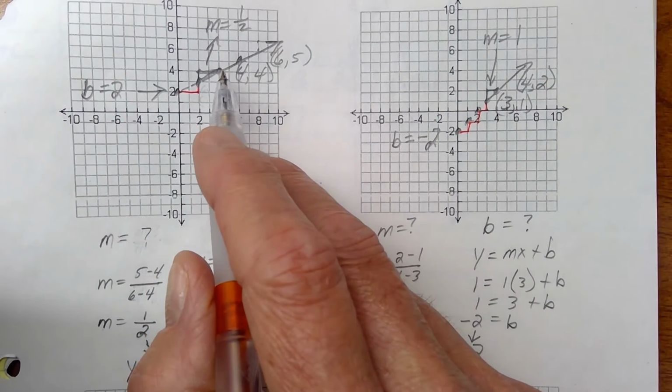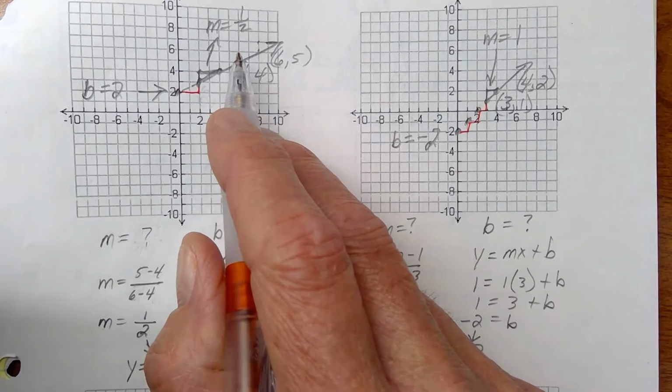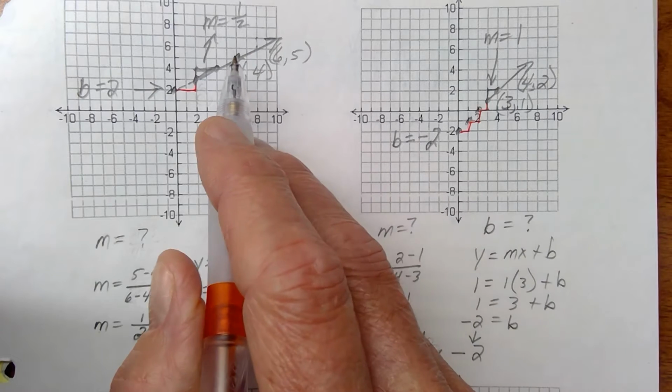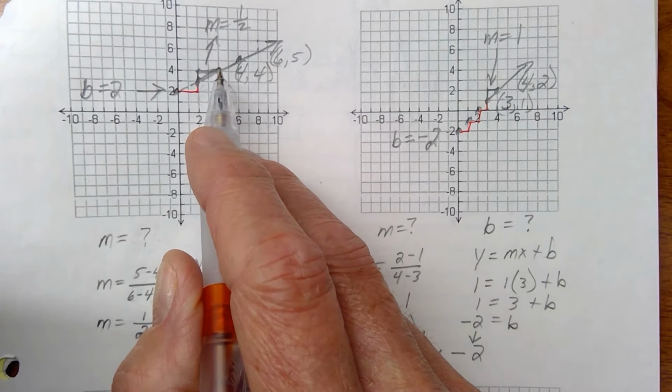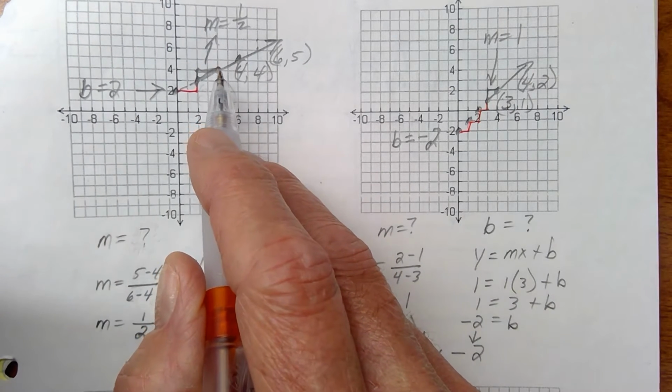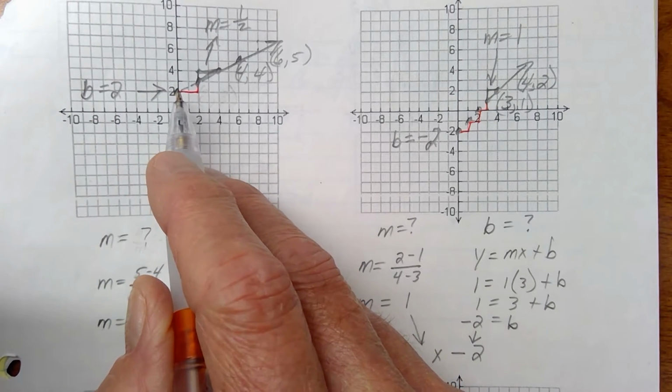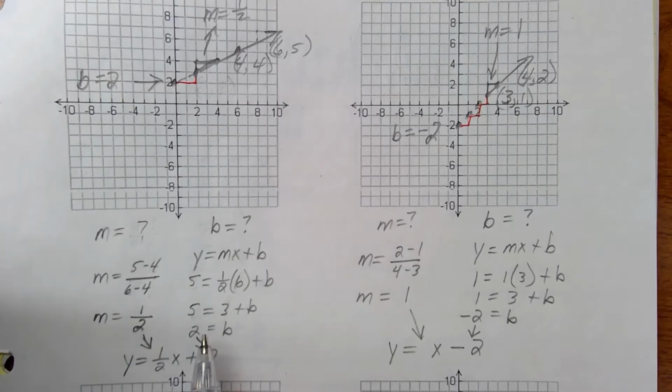After you find the slope, the second thing you have to find is the y-intercept. Now look at it visually here. If we go up 1 over 2, up 1 over 2, we're kind of going away from the y-axis. So let's throw it in reverse. Instead of going up 1 over 2, let's go down 1, left 2, down 1, left 2. There's our y-intercept right there, 2.